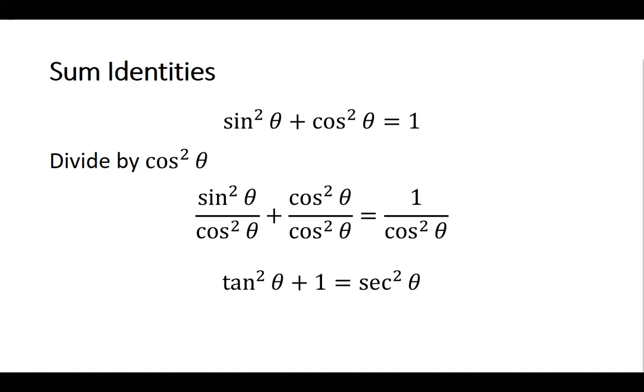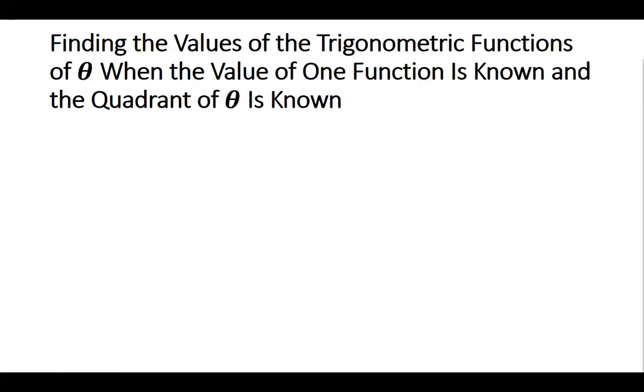So let's take advantage of some of these identities and trigonometric function properties that we have to use that for finding the values of trigonometric functions of theta when the value of one function is known and the quadrant of theta is known. So if I'm given the value of a single trigonometric function, tangent of theta is equal to 1/5, then if I'm told what quadrant I'm in, I can determine all of the other trigonometric functions.